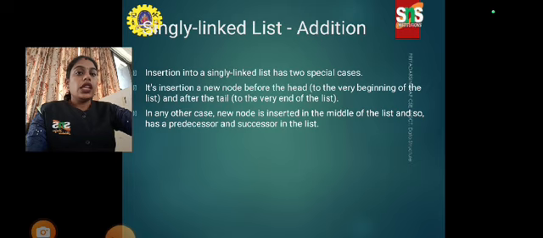Okay, in a singly linked list we can perform two operations, one is addition and the other is deletion. Addition is nothing but inserting a node in the singly linked list. Inserting a new node before the head is very easy, and inserting a node at the end is also very easy. And there is another case where we have to insert a node in the middle of the linked list, which is a little bit challenging.